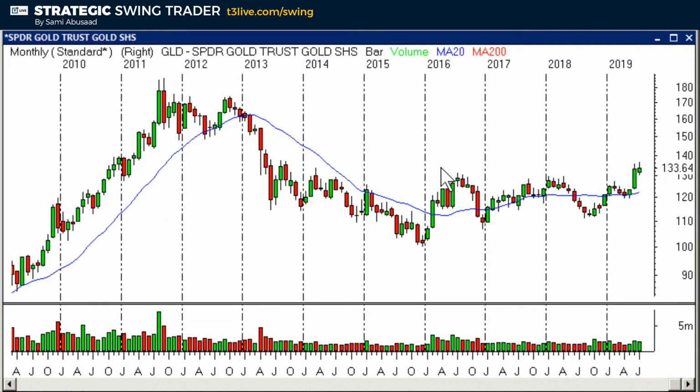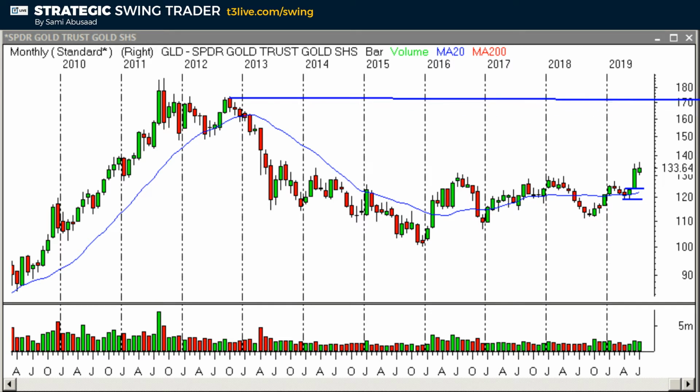Feel free to look at the description if you want to refer back to that video, where I talked about GLD extensively, and it triggered the long stop. And guess where the target was? It's right here, 174. And then the next target would be about 180 something. And now the pattern is already underway.